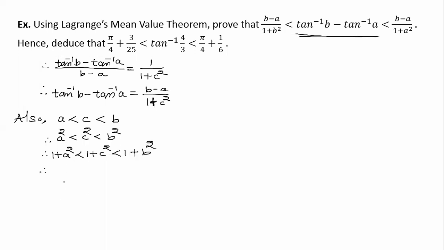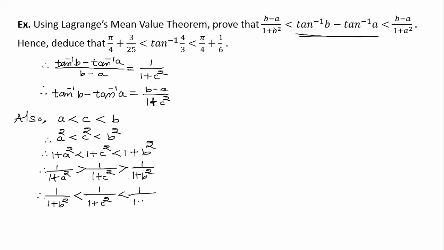Therefore, see, 1 upon 1 plus c square will be less than 1 upon 1 plus a square. Very much obvious. And this will be larger than 1 upon 1 plus b square. Therefore, I can say 1 upon 1 plus b square is less than 1 upon 1 plus c square. That will be less than 1 upon 1 plus a square. Now I am going to multiply all the things with b minus a. Okay.